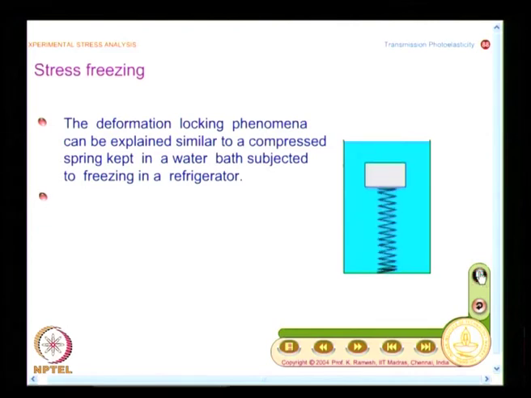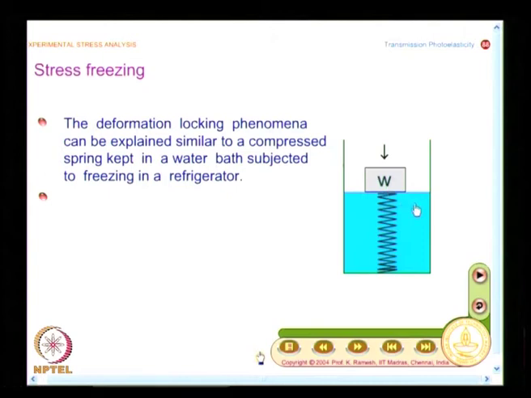So, what I am doing is I am taking a spring, I compress it and put it in water and keep this in a fridge. What will happen? I keep the spring compressed and I apply the load and I keep it in the fridge, and what will happen is the water will solidify and become ice, and it will prevent the spring from coming back. The compressed spring will remain compressed, and something similar to that happens in the epoxy also.